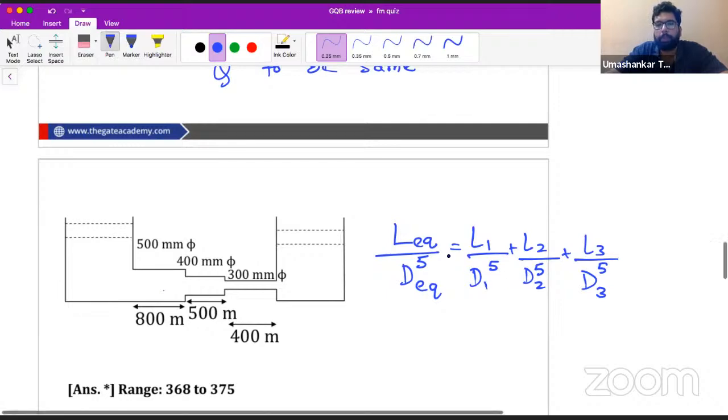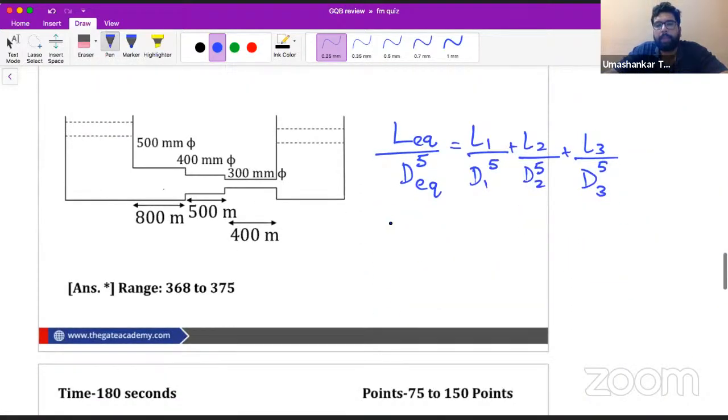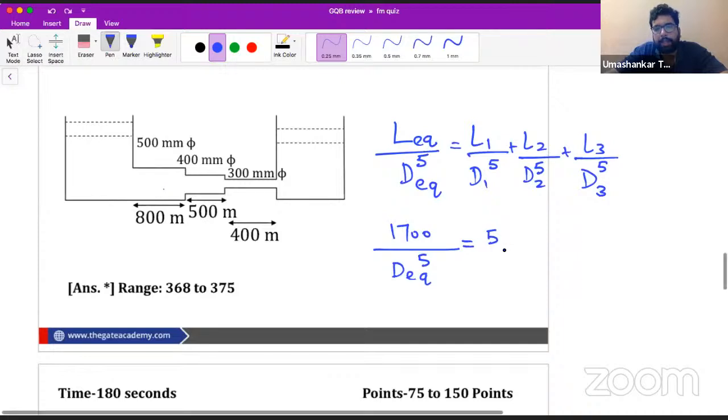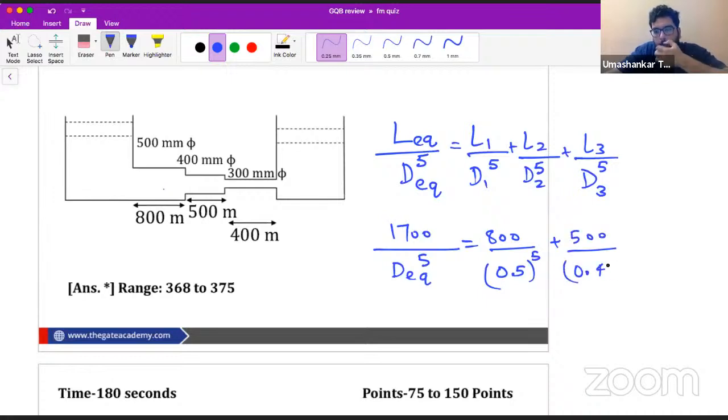So we put the length, to be replaced by a length of 1700 meter. D equivalent we have to find. This L1 is 800, sorry, not 500. Let's convert it into meters. So 0.5 to the power 5, plus L2, which is 500 meters. What is the diameter? This is 0.4 to the power 5. And L3 is 400 meters.